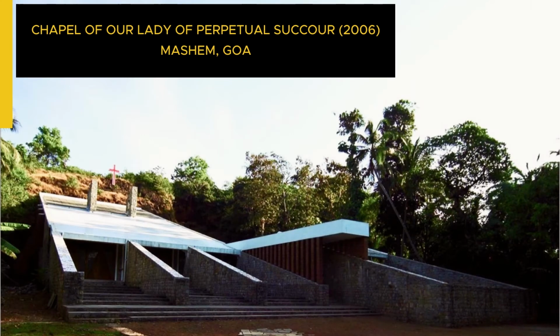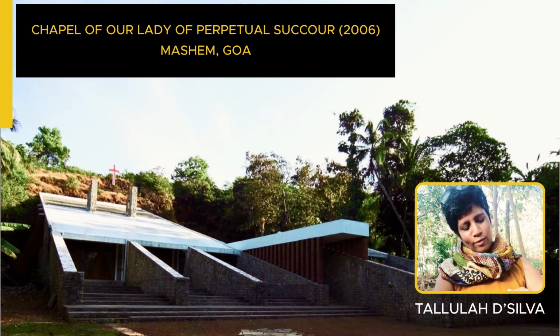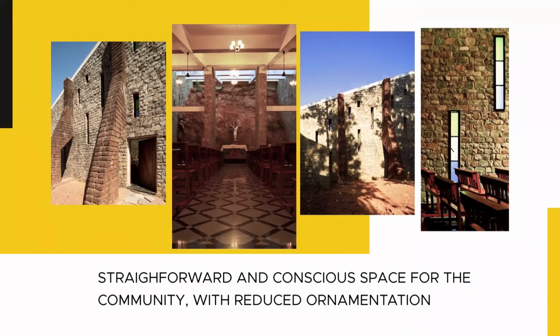Next comes the chapel of Our Lady of Perpetual Succour. Usually, in countries with highly conservative people like India, religious spaces are not allowed to get modernized in terms of design. But here, the architect has perfectly brought modernistic elements into the design. Designed by Talula and Rajiv D'Silva of Architecture RT, in the village Mashame in Goa, the Chapel of Our Lady of Perpetual Succour appropriates traditional building materials, reducing on the usual ornamentation, thus creating a straightforward and conscious space for the community.